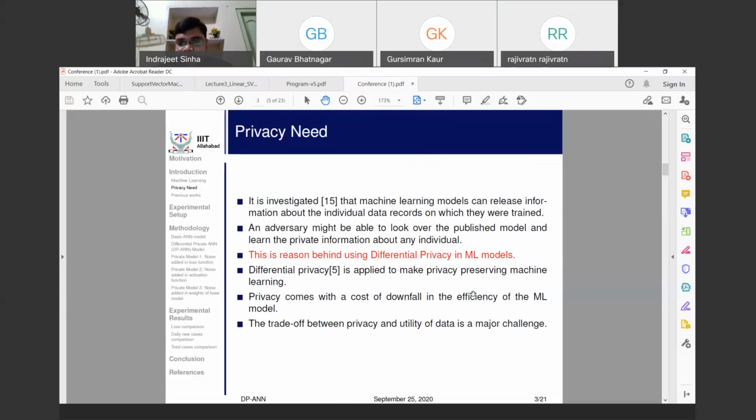Differential privacy is applied to make privacy-preserving machine learning models. Privacy comes at the cost of a downfall in the efficiency of the machine learning model. It means that when we apply differential privacy, we get a certain decrease in efficiency. This is because of noise added at different stages of machine learning, which makes the model understand in a different way for every situation and makes a certain difference from the original model. But at the same time, it makes our models more secure than before, and this utility and privacy trade-off is a major challenge for differentially private machine learning models.